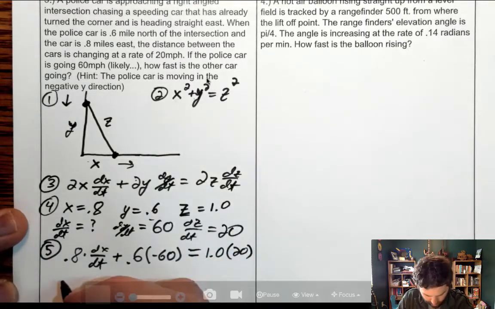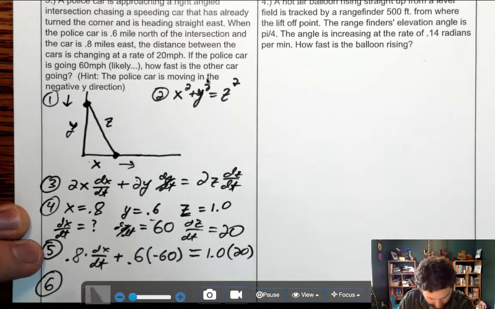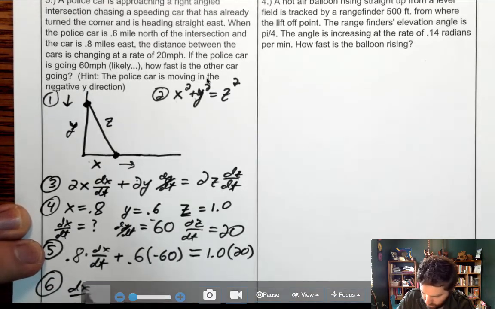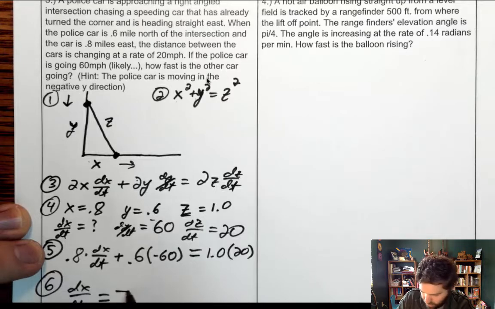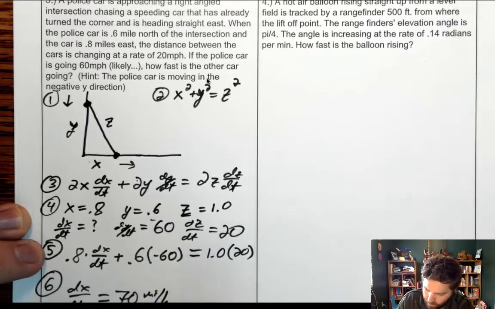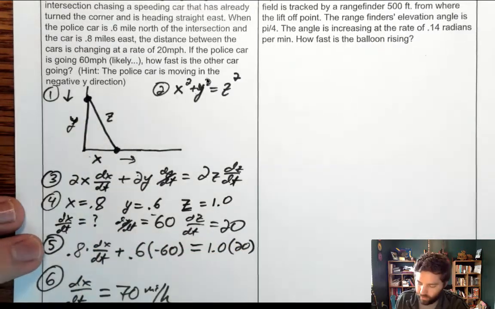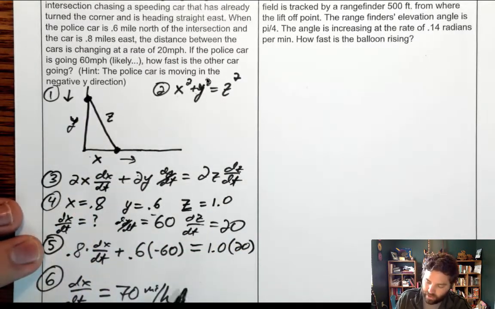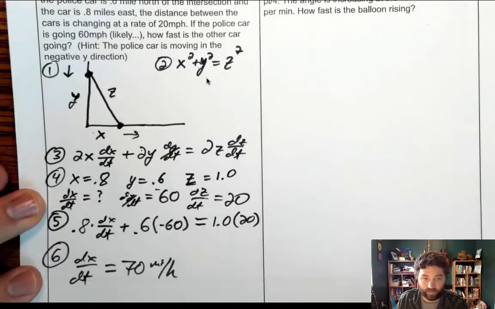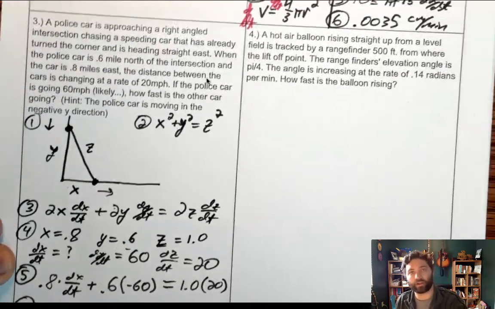When you solve that out, you end up with step 6, which is dx/dt is equal to 70 miles per hour. Okay. So again, that's because the police car is moving in the negative direction. So the car is actually moving 70 miles per hour then. All right, let's move on to the next one.